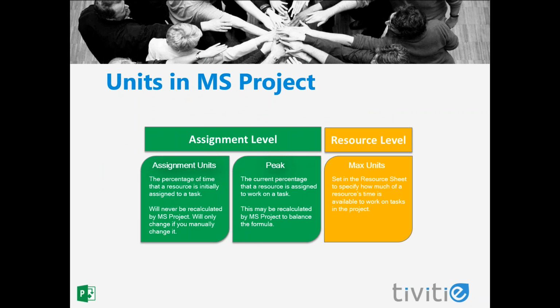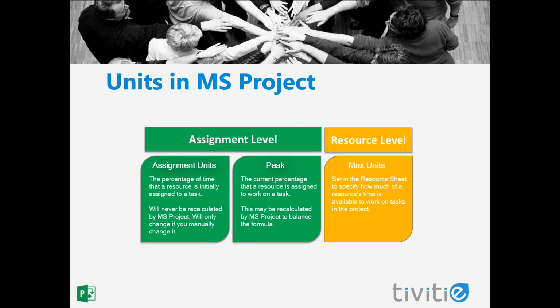In Microsoft Project, the assignment level is the intersection between a task and a single resource assignment. So if a task has two resources working on it, there are actually two assignments, or two assignment level records, for that task. There are two different units fields that exist at that assignment level. There's assignment units and peak, sometimes called peak units.